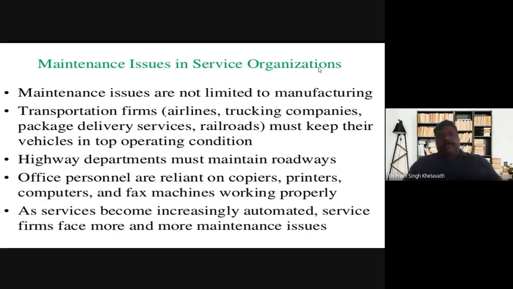As services become increasingly automated, service firms face more and more maintenance issues. So, in the maintenance of services, in treating the customers, in making the deliveries, after-sale services, it has become an issue in all the organizations. Not only manufacturing, service organizations also need this maintenance.